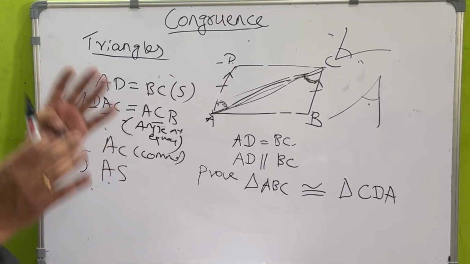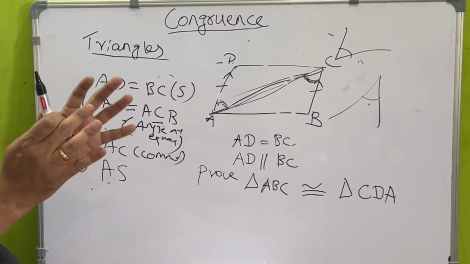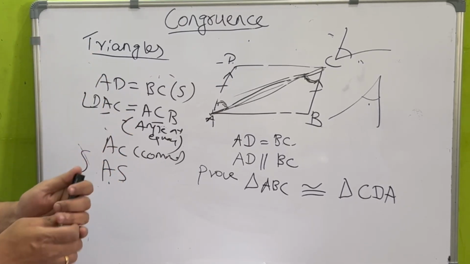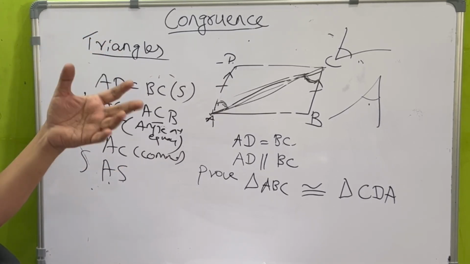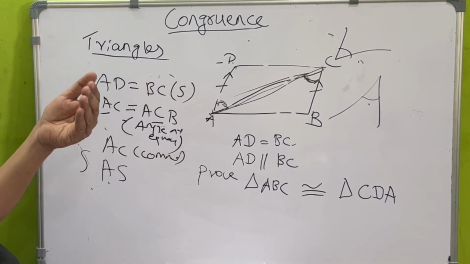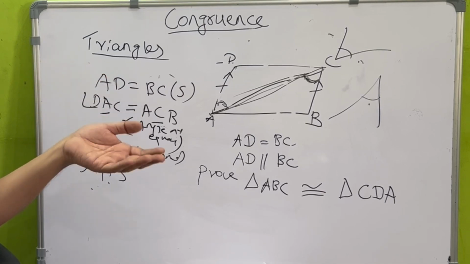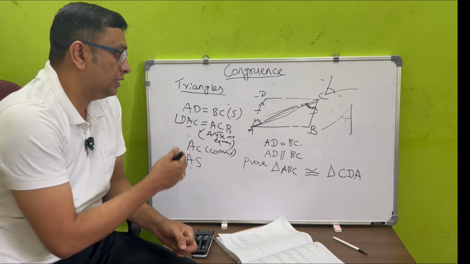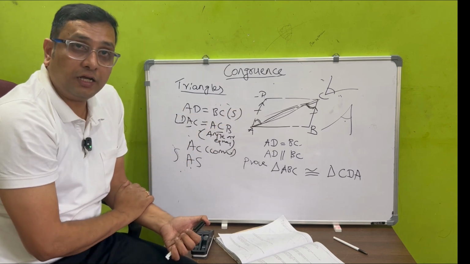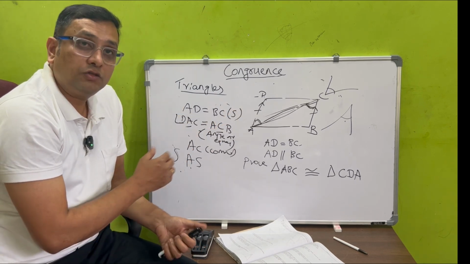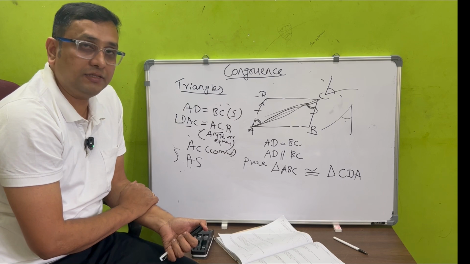First, identify what details are given and based on which condition, whether condition 1, 2, 3, or 4, SSS or SAS or ASA or RHS. Based on that, and the concepts already learned, like alternate angles are equal, we can apply those things and solve the problem easily.